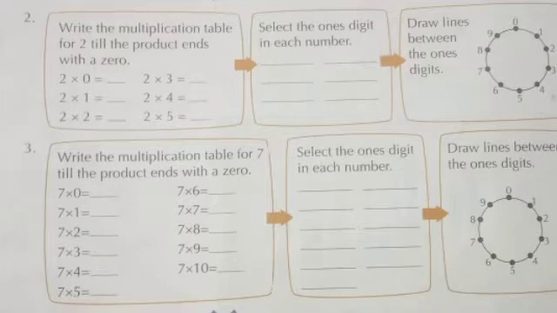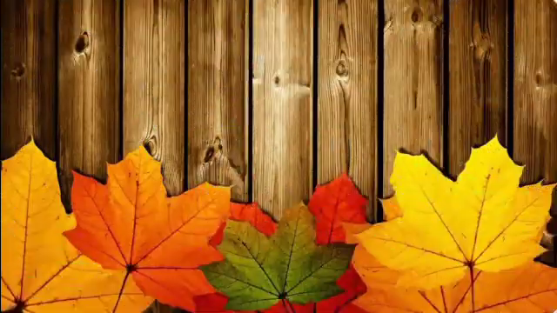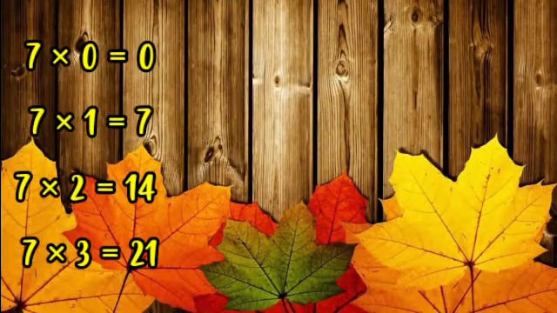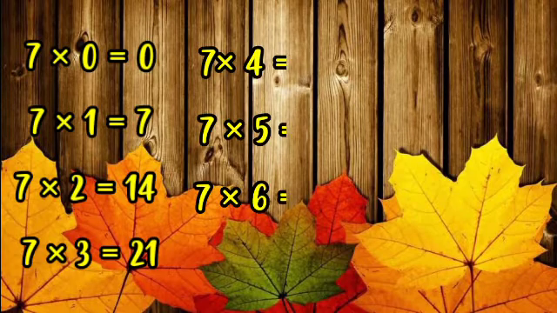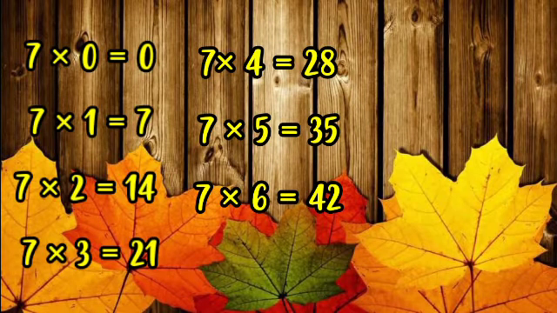Number 3. Write the multiplication table for 7 till the product ends with 0. 7 0s are 0. 7 1s are 7. 7 2s are 14. 7 3s are 21. 7 4s are 28. 7 5s are 35.